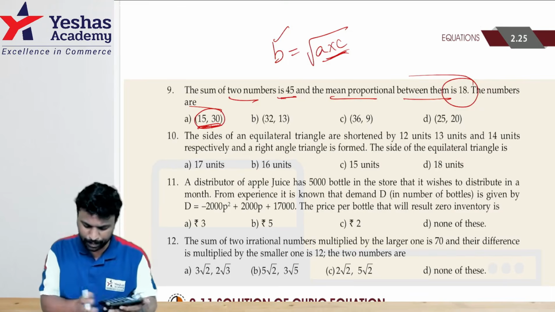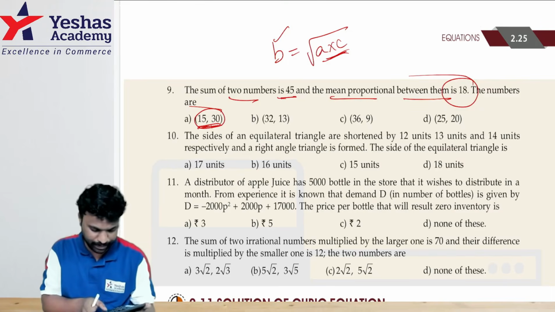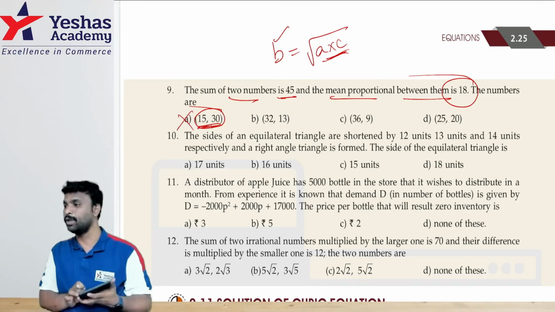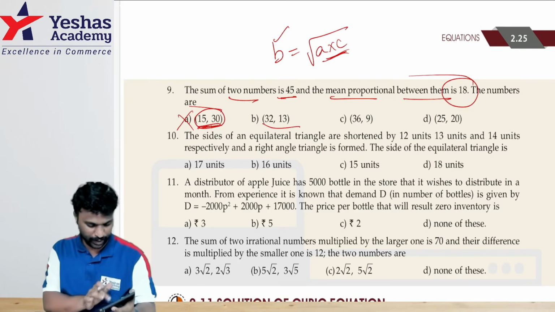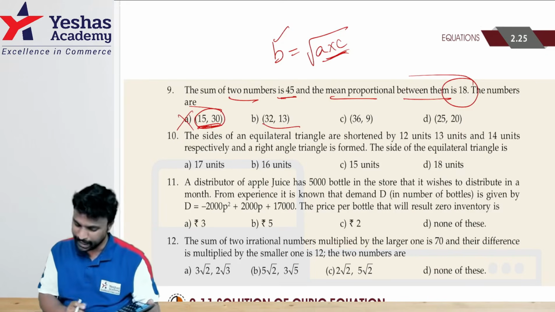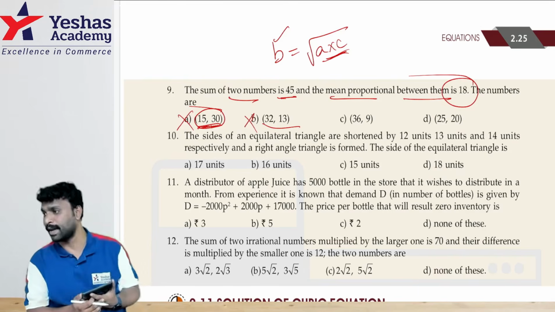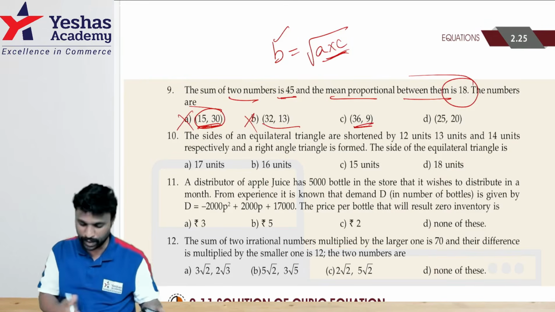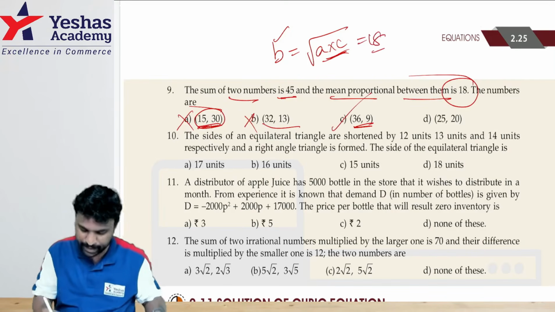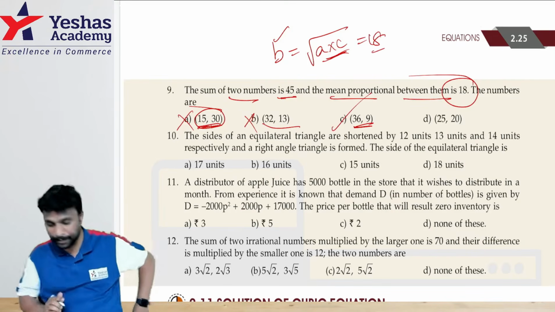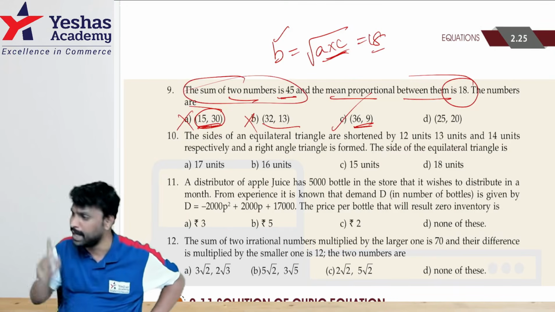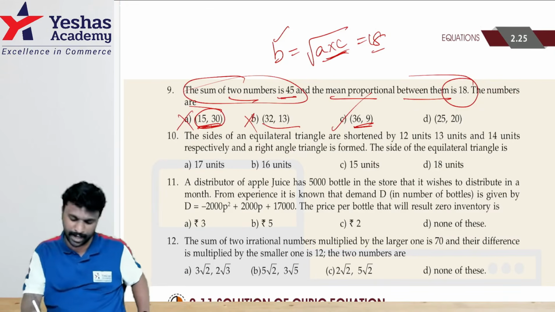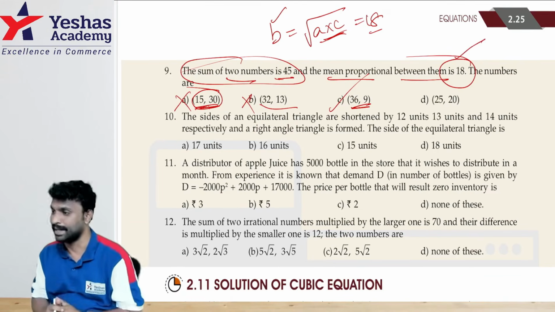Now, let's find the mean proportion. 15 into 30, press equal and press the root. Is it equal to 18? Definitely no. How about option B? 32 into 13 equal and the root. It gives you 20 point something. It is not the right answer. How about option C? 36 into 9 equal, press the root. It fetches you 18. That means option C itself is the right answer. Now look at this. Sum of the two numbers is 45. 36 plus 9 is 45. And the mean proportion between 36 and 9 is 18. So option C is the right answer.